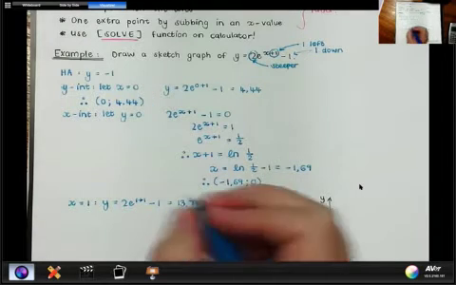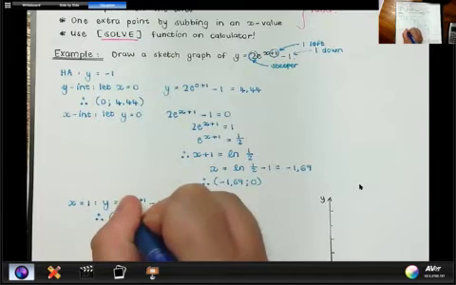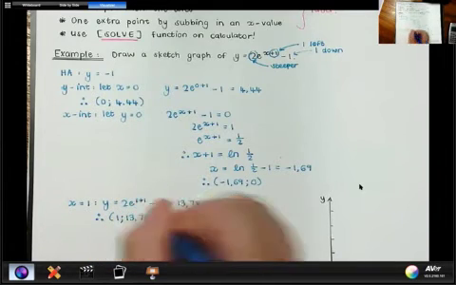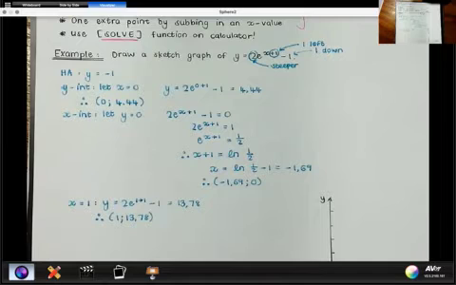All right, so we have the point 1 and 13,78. Okay, I just want to pause here quickly.